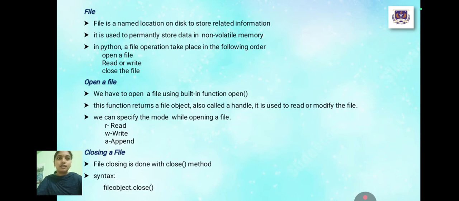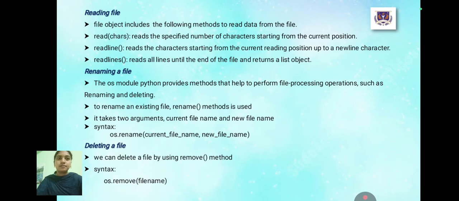We can specify the mode while opening a file: read, write, append. Closing a file. File closing is done with the close method. Reading a file. The file object includes the following methods to read data from the file. read reads the specified number of characters starting from the current position. readline reads the characters starting from the current reading position up to the newline character. readlines reads all lines until the end of the file and returns a list object.